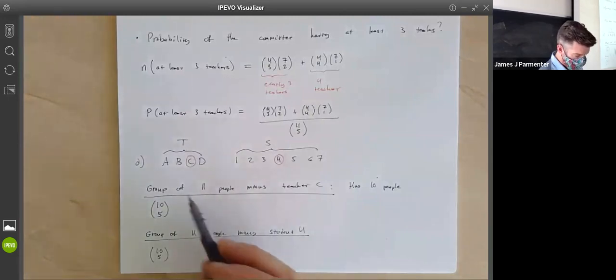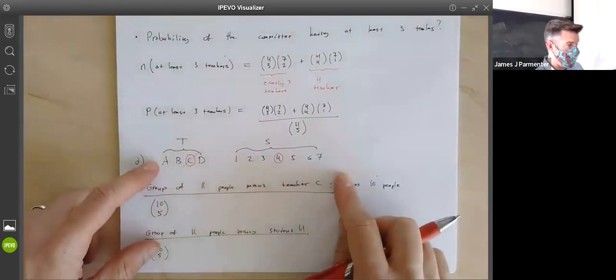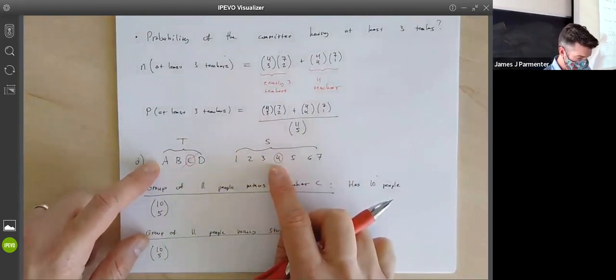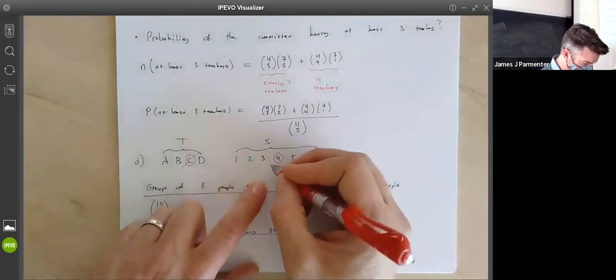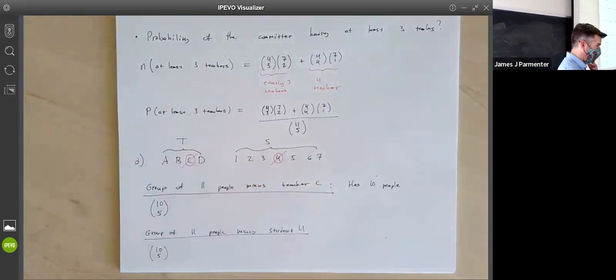Right? Because from this group of 10 people without C, if I pick any 5 of them, well, sometimes the 5 I pick aren't going to include 4. And if I pick groups out of the 10 that don't include 4, well, sometimes the 5 of those will also include the same 5 people I already picked before.